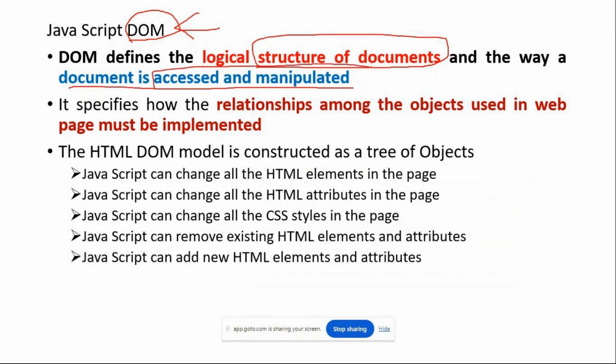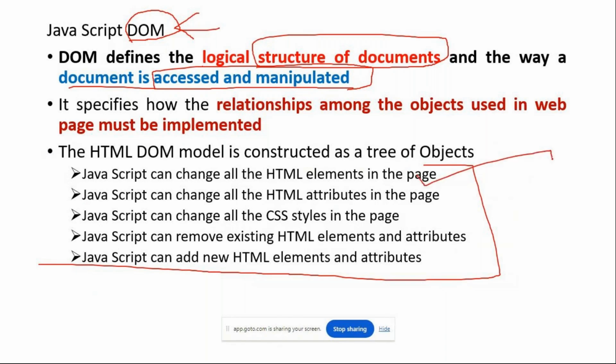What are the different ways to access and manipulate these documents? These are the tasks done by the HTML DOM. First, it changes the elements in the HTML page. It is used to change the attributes of the HTML page, to change the CSS style, to remove the existing element, and to add a new element.